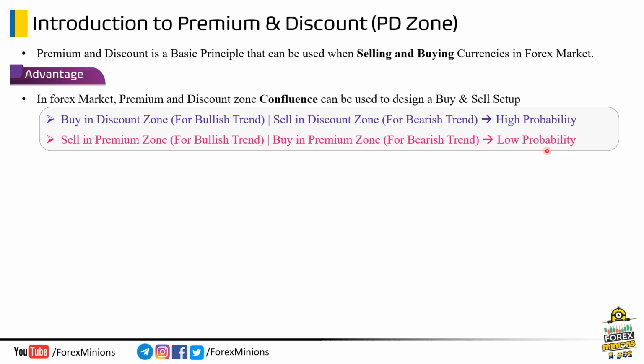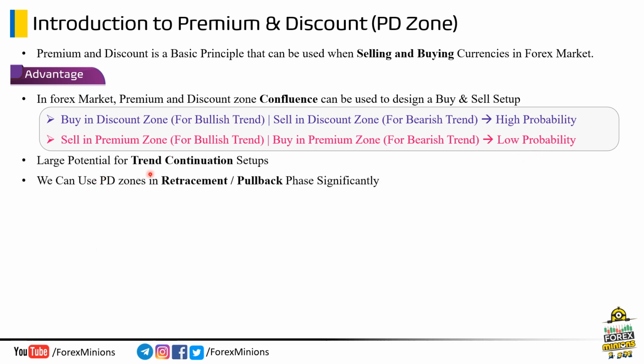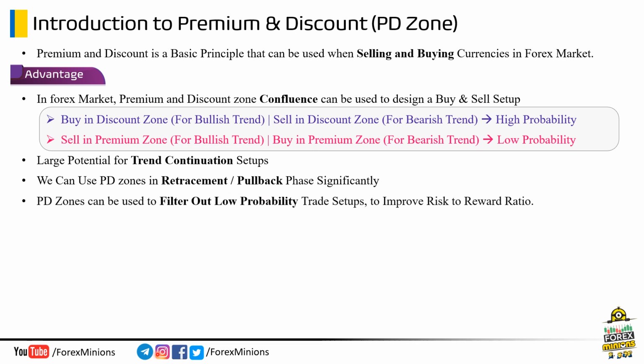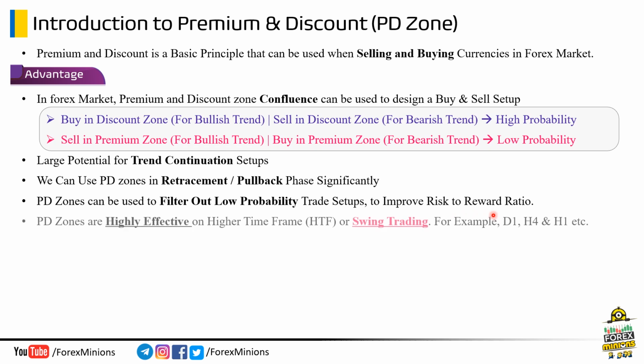and similarly, any setup in the premium zone will be low probability. Next, we can use these PD zones to formulate a setup in trend continuation markets. We can use these zones on retracement, or you can say on the pullback phase, in a trending market. Moreover, PD zones can be used to filter out low probability trade setups and to improve the risk to reward ratio, as we discussed above. Finally, PD zones are highly effective on higher time frames, or you can say in swing trading. Higher time frames means daily, H4 and H1 etc.